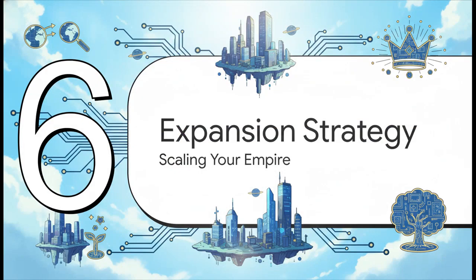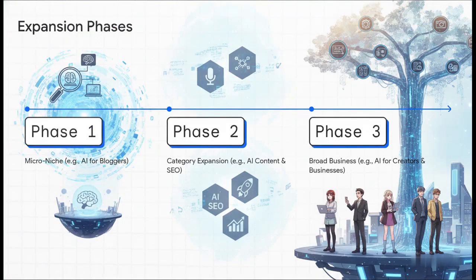Finally, we arrive at Part 6, the niche expansion strategy, or how to scale your empire. So how exactly do we take a tightly focused micro-niche and scale it up into an industry-grade digital empire? Well, starting small definitely doesn't mean staying small. In Phase 1, you start with a micro-niche, something highly targeted, like AI for bloggers. Once you absolutely dominate that space and build a loyal audience, you move to Phase 2, category expansion. Now you're covering AI content and AI SEO. Eventually, in Phase 3, you expand into a broad business, like AI for creators and businesses. You see, you evolve naturally as your authority and your audience grows over time.